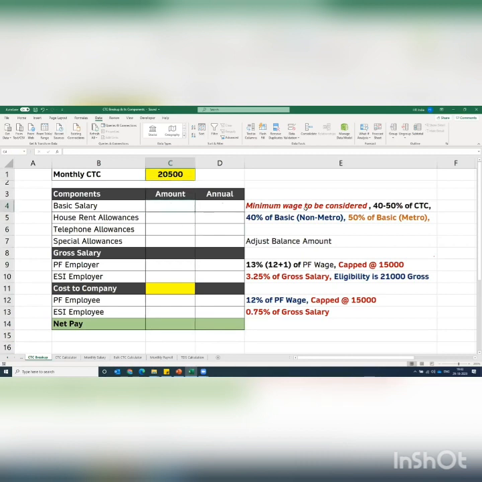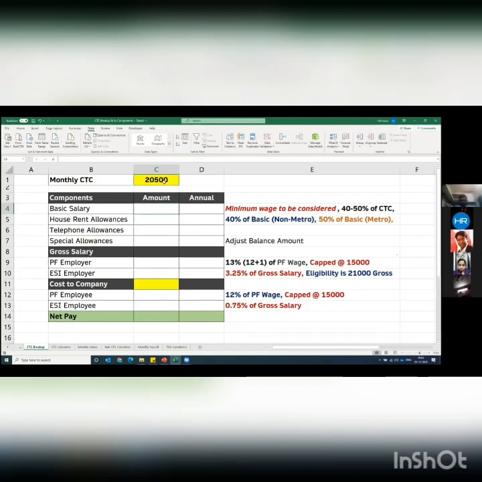There are two things we need to refer to. The very first important thing is the minimum wage of the state. Whether the employee is unskilled, semi-skilled, highly skilled, a graduate or a matriculate, you need to refer to the minimum wage according to the employee category. This is the first thing you need to refer to. Once you have complied with the minimum wage criteria, the other thing you can do is take 40 to 50% of CTC. You can take the basic salary as 40 to 50% of the CTC amount, whatever your CTC amount is.